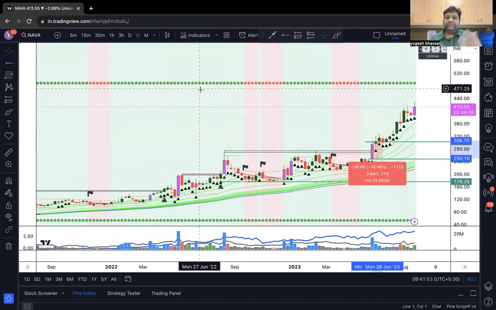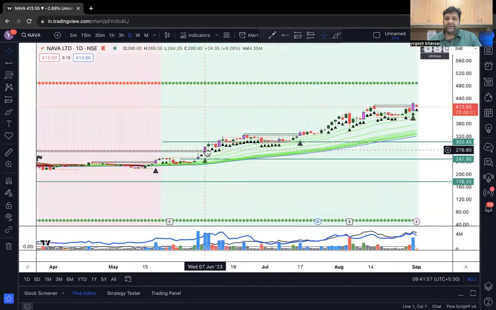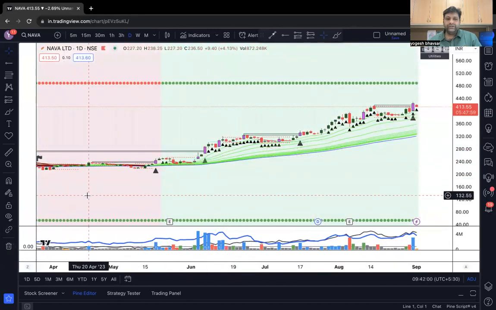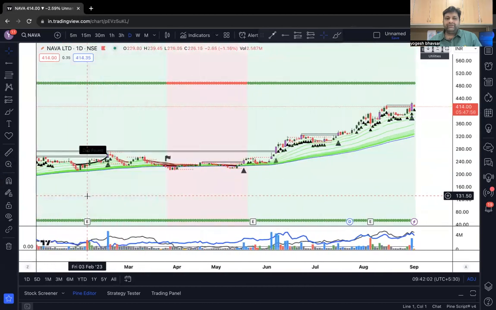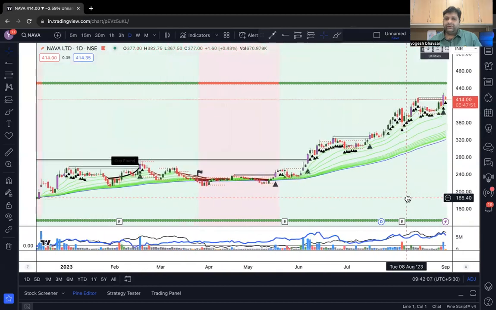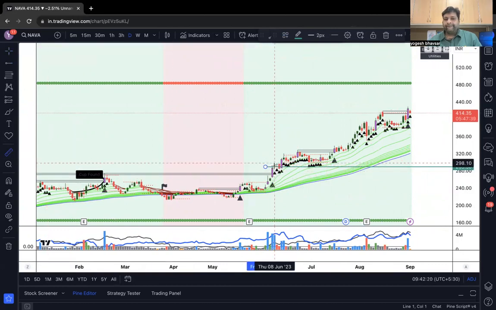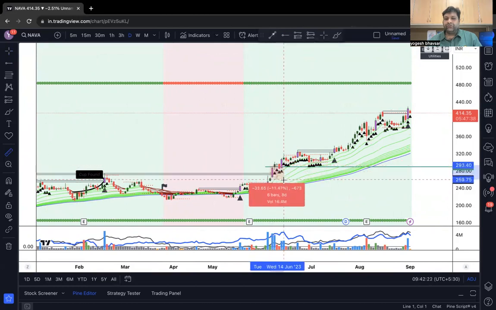Say if you would have gone in this breakout, can you see this breakout? Let me just remove all this. Can you see our system on the daily time frame has also identified this breakout? So what you could have done, can you just see this candle? We could have done the same thing on the daily time frame at 292 or 293 rupees, and your stop loss would have been just 10%. And you just let the trade go.